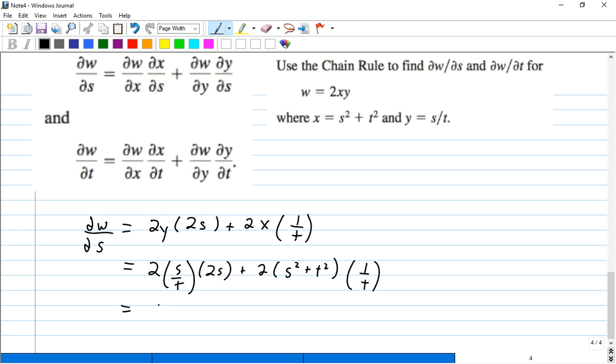So I have 4s squared over t plus, that's going to be 2s squared plus 2t squared over t. They both have a common denominator now, so we can put our s squared terms together and we get what? 6s squared plus 2t squared all over t.